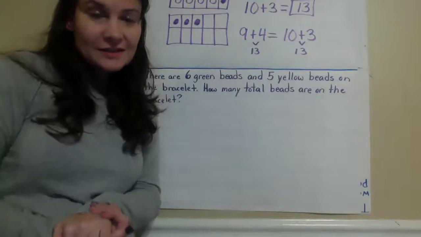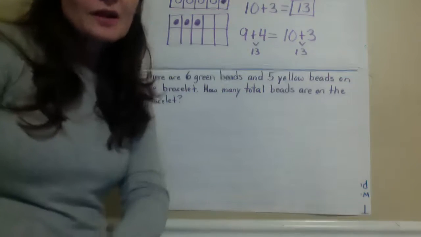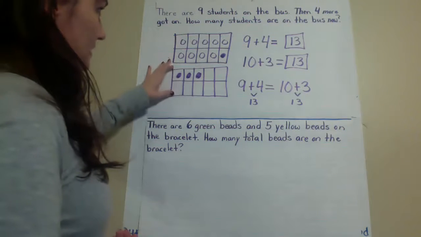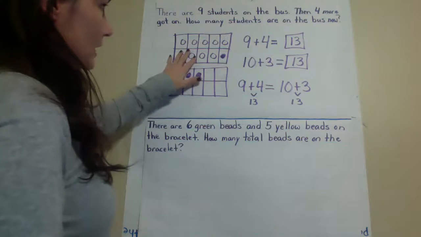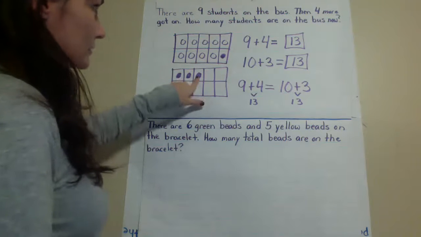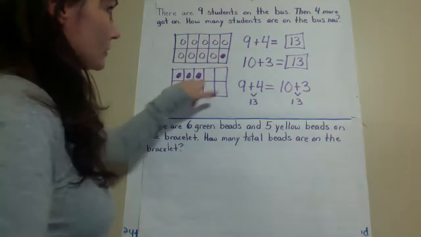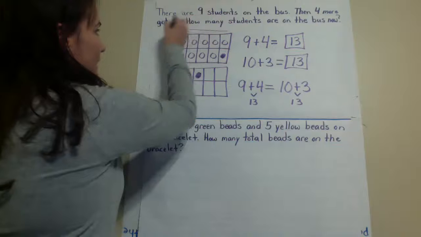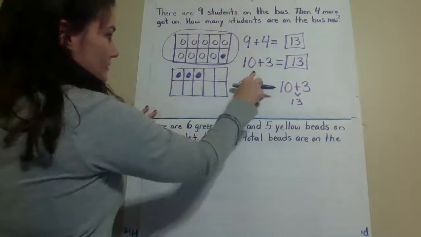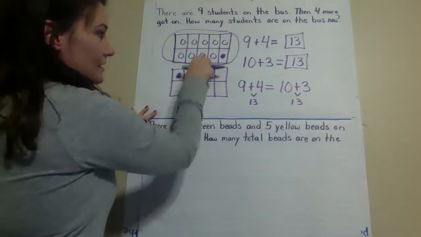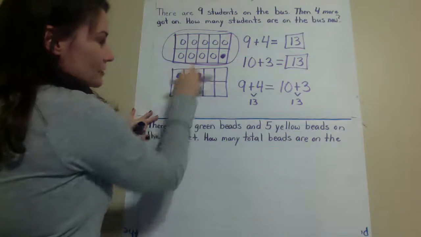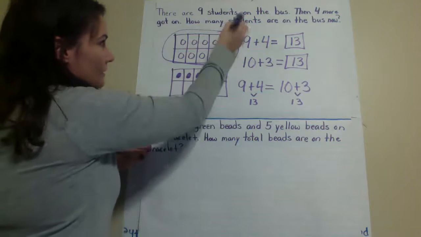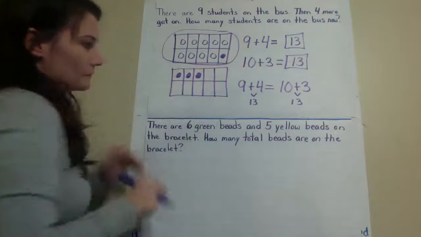Great job, mathematicians. I saw you working really, really hard. I went ahead and added our last one up on our chart. I drew out my 10 frames. I showed my 9, and then I counted on 4 more. So 9 plus 4 was 13, but it also made a 10, and that was 10 plus 3. I didn't take any counters away. I just looked at it in a different way. I saw that there were 9 and 4 and 10 plus 3.